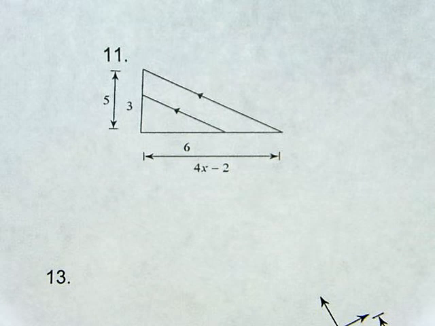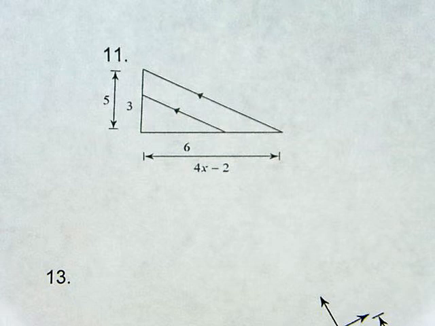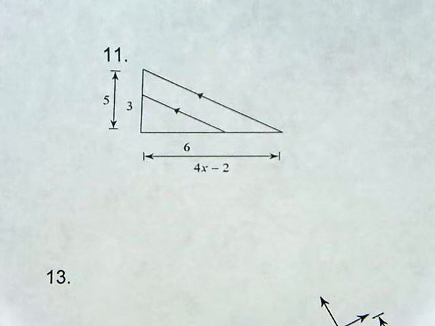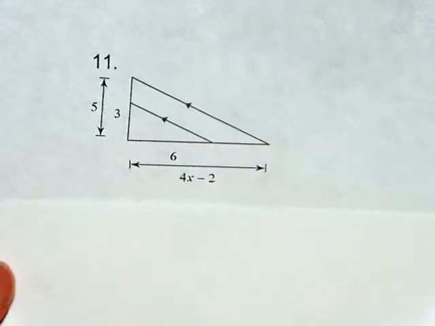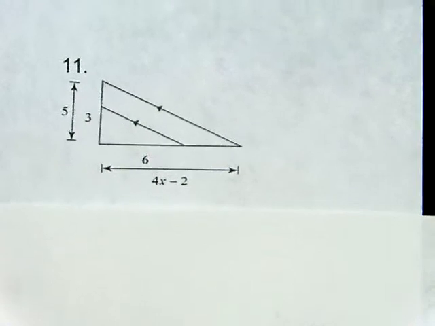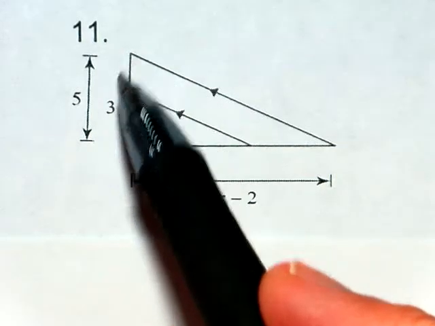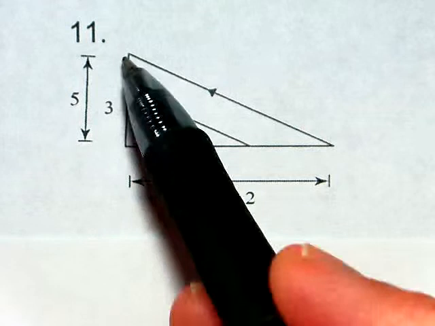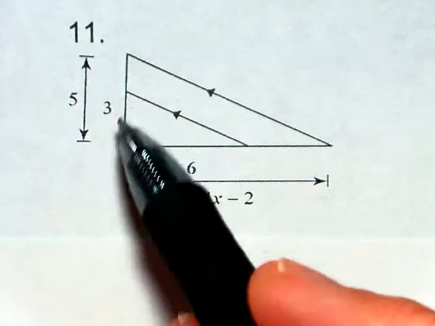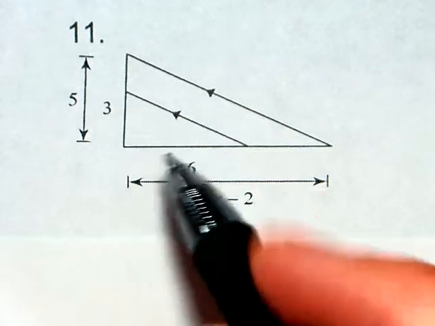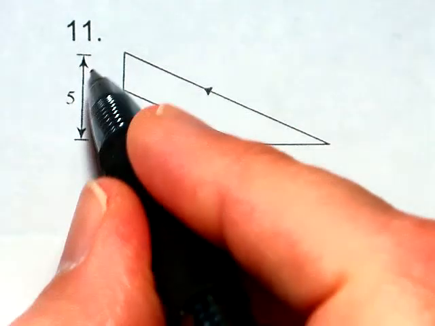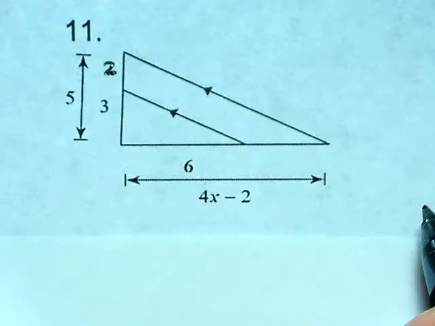Problem number 11 asks us to solve this triangle. So we're going to use the triangle proportionality theorem, or the side splitter theorem. And again, we have some slightly different information that we're given. So we know the full side of this triangle is 5, and we know that this portion is 3. So we know then that this here has to be 2.